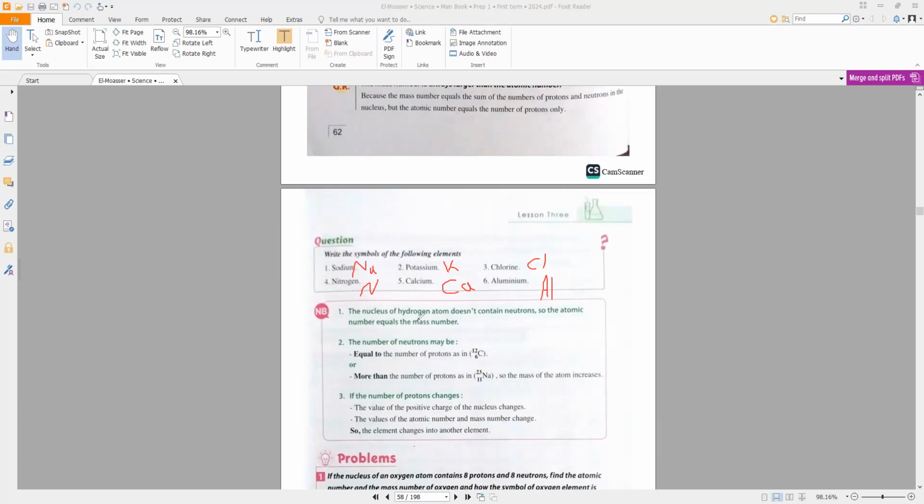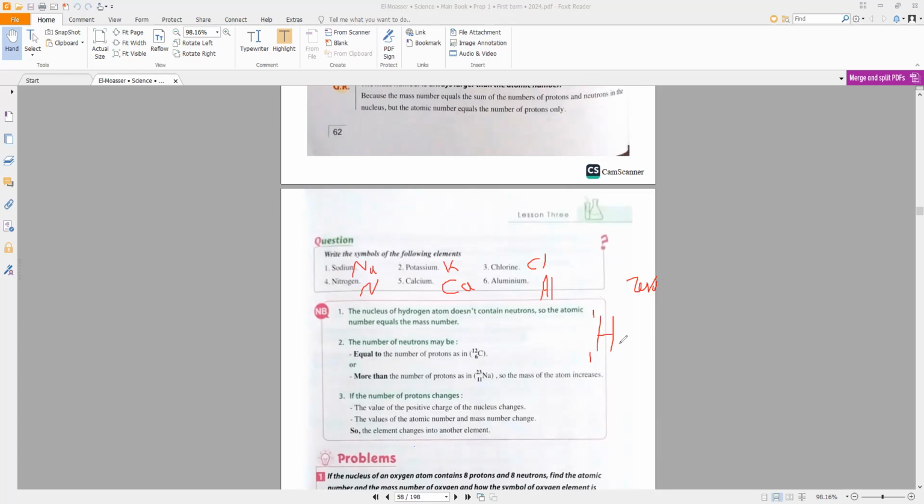The nucleus of hydrogen, it is the symbol of hydrogen. Hydrogen is H. The atomic number is 1, the mass number is 1. Why? Because hydrogen has no neutrons. The number of neutrons is 0. So its atomic number equals its mass number. So it is the only element whose atomic number equals its mass number.